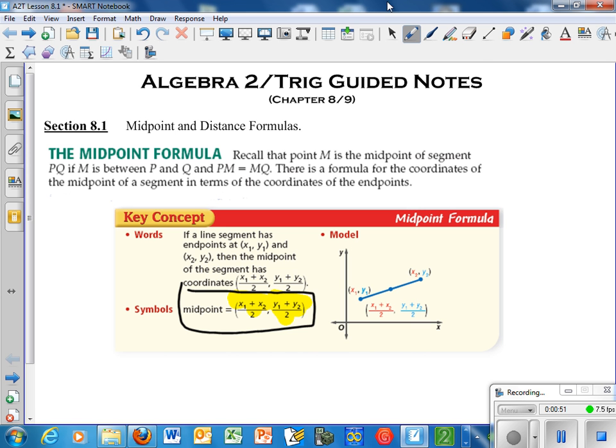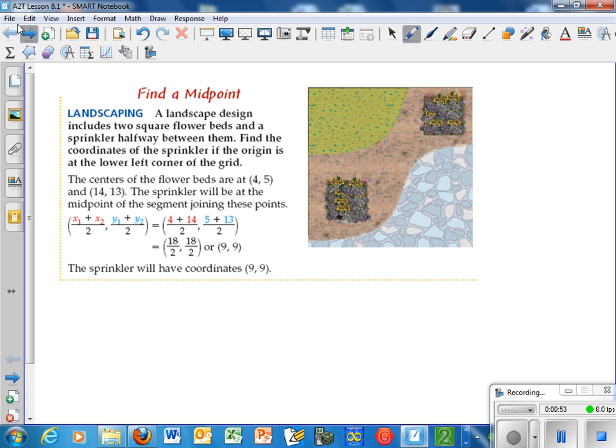So if we look at an example here applying the formula, this is a word problem example. A landscape design includes 2 square flower beds and a sprinkler halfway between them. Find the coordinates of the sprinkler if the origin is at the lower left corner of the grid. The centers of the flower beds are, so we're looking at, there's the flower beds. The sprinkler is going to be halfway in between them, or at the midpoint of those segments.